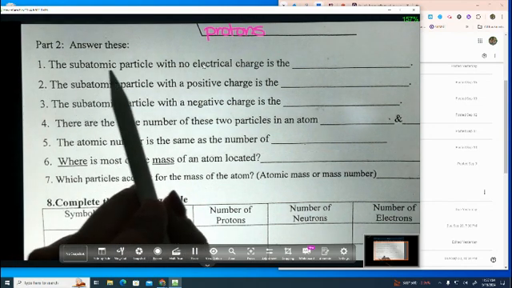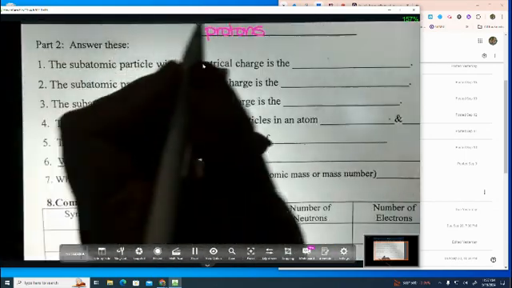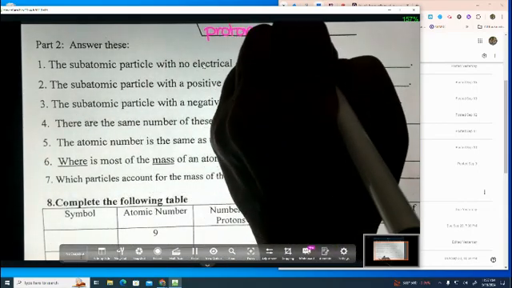All right. The subatomic particle with no electrical charge is called the neutron. I'm going to put an N with a 0 there.